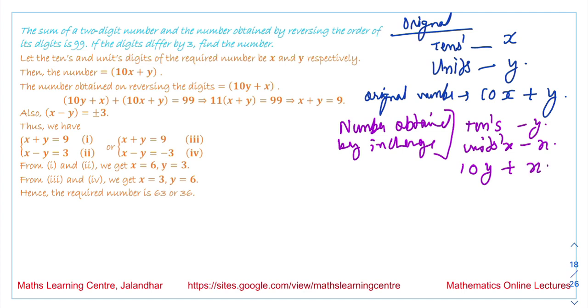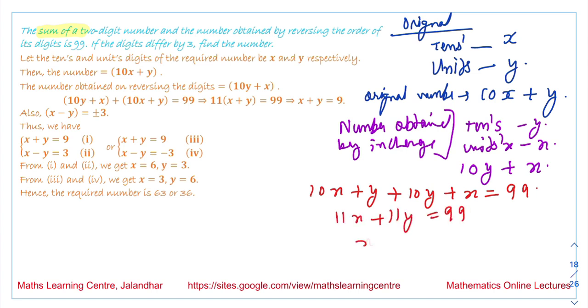What is given to us is that the sum of the two numbers is 99. The sum of both these numbers is 10x plus y plus 10y plus x, and the value is given to be 99. So it is 11x plus 11y is 99. So x plus y is 9.